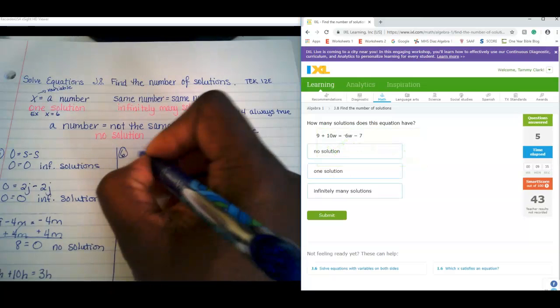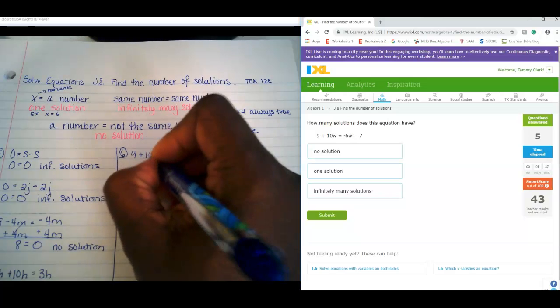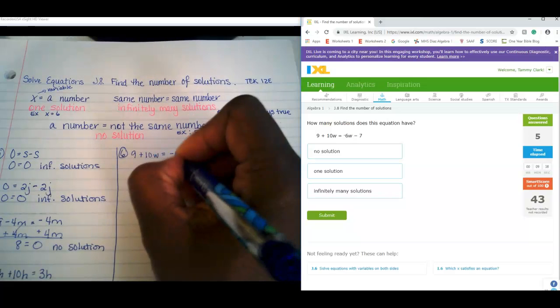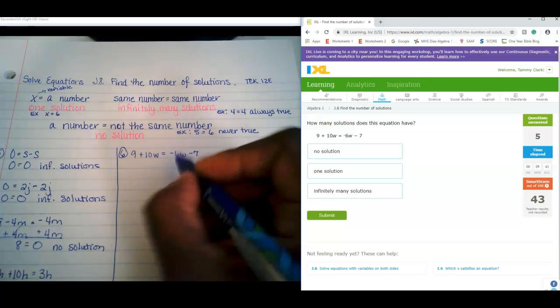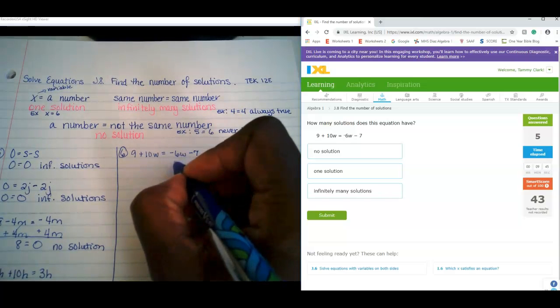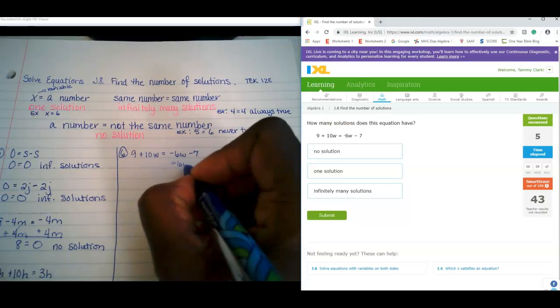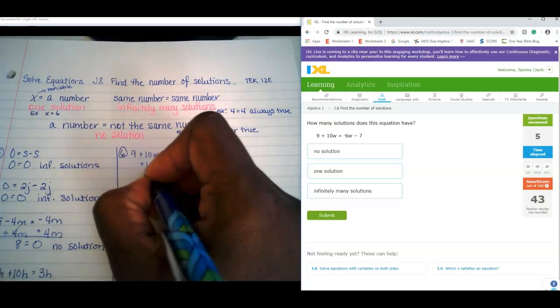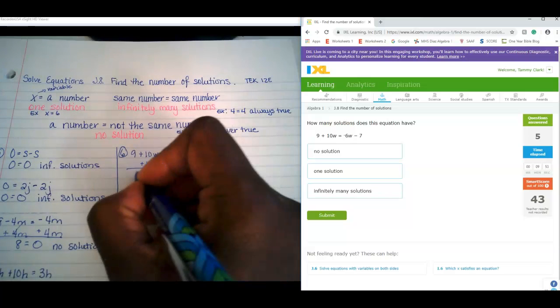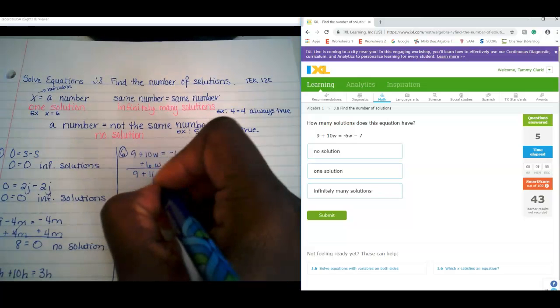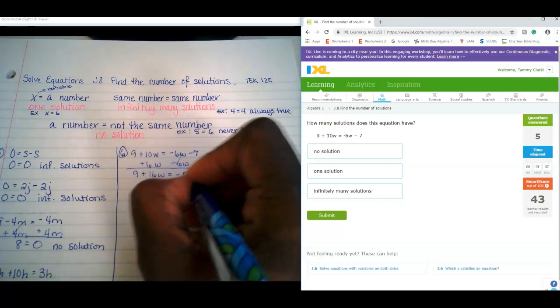Let's look at number 6. That's 9 plus 10w equals negative 6w minus 7. Well, I'm going to go ahead and move the 6w to the other side of the equal sign because 10 is larger and it's positive. So I have 9 plus 16w is equal to negative 7.